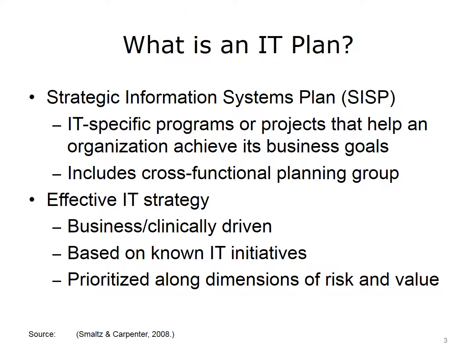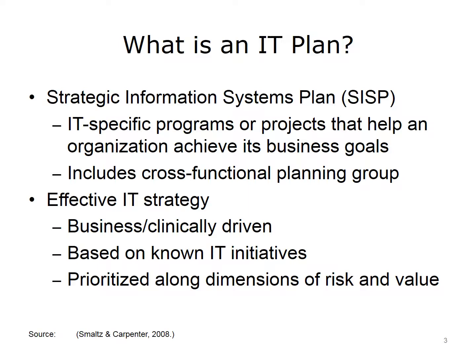An IT plan, sometimes called a Strategic Information Systems Plan, is a set of IT-specific programs or projects that help an organization achieve its business goals. Strategic Information Systems Planning is done with a group of cross-functional, meaning clinical, business, IT, and administrative staff. Often, people refer to the output of the Strategic Information Systems Planning process as simply the IT plan of an organization.